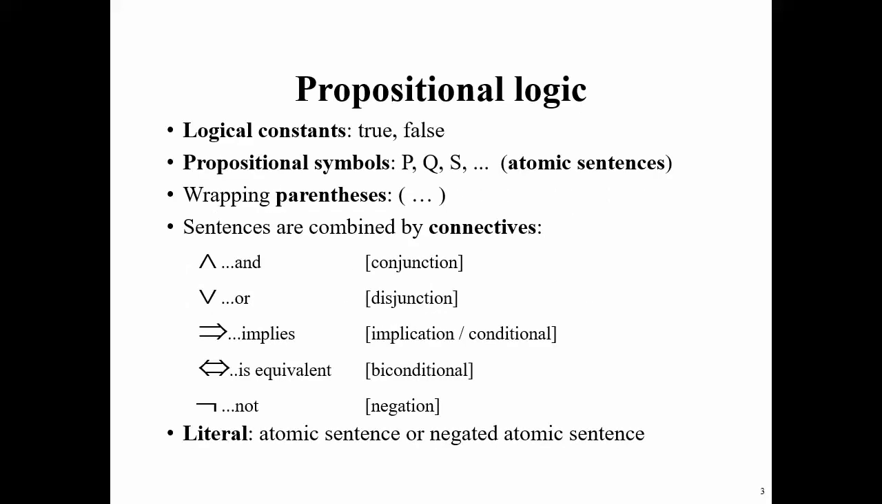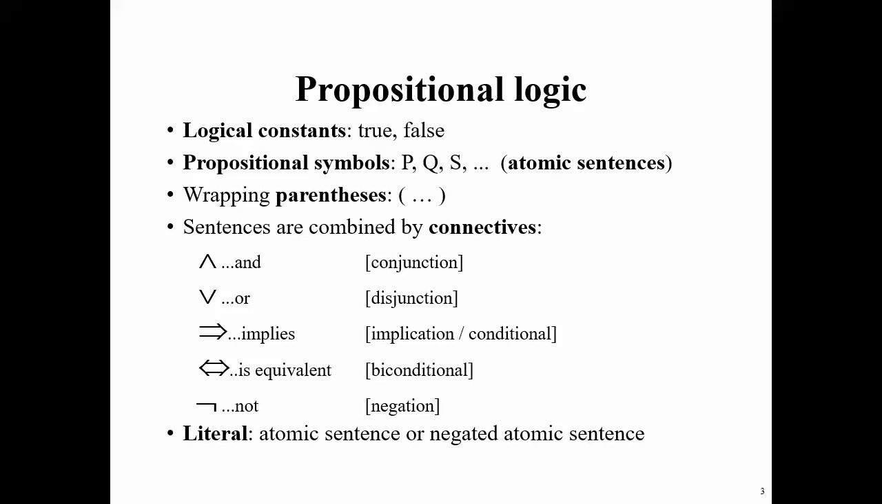Some logical constants we use here are true or false, propositional symbols, atomic sentences, and complex sentences. For wrapping, we use parentheses. In the examples it will be clear how we are using these symbols and connectives in our logical representations.